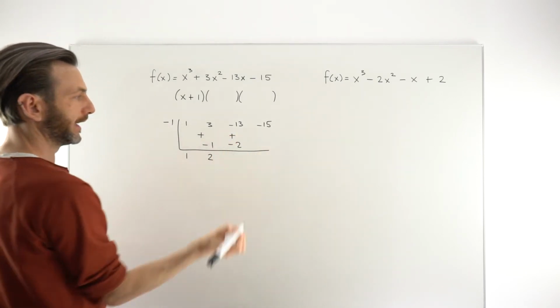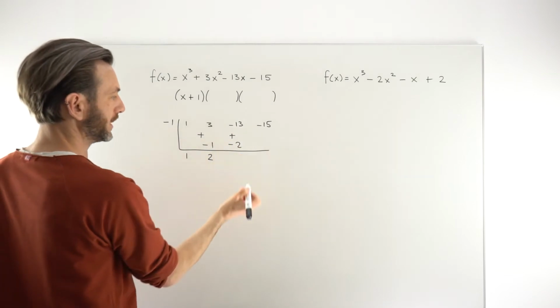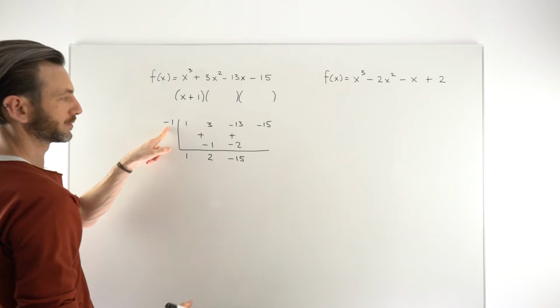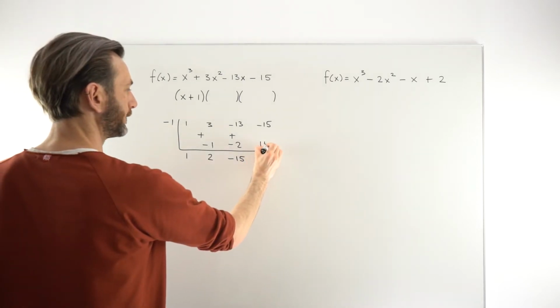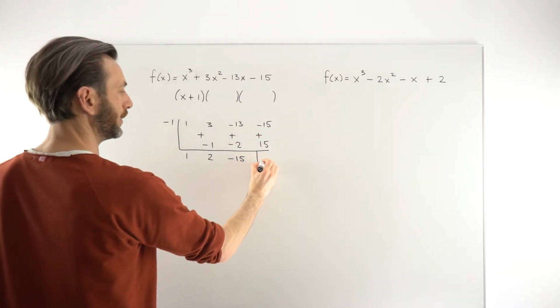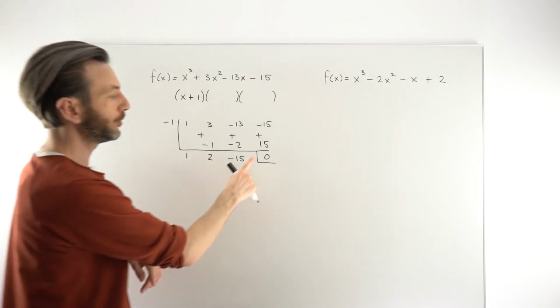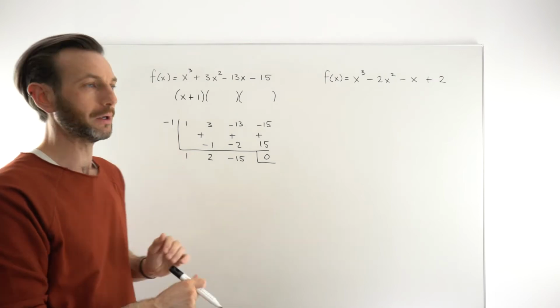And then again, we just add those together. Minus 13 minus 2 is minus 15. Minus 15 times minus 1 is positive 15. And we add those together and we get a 0, which we usually put in this little box on the end. So that little box is called the remainder number.